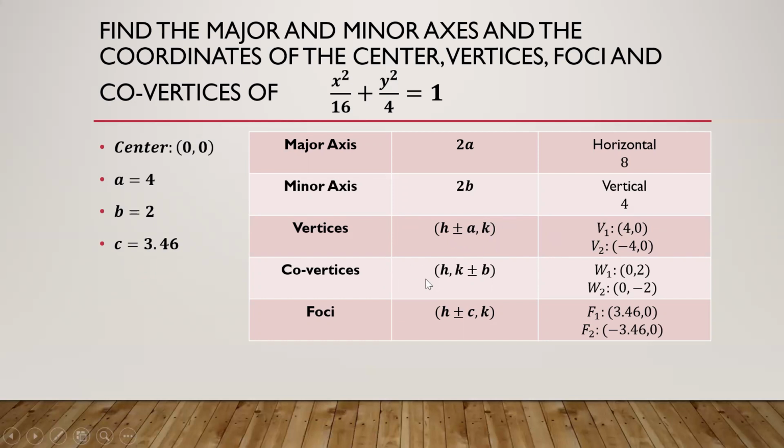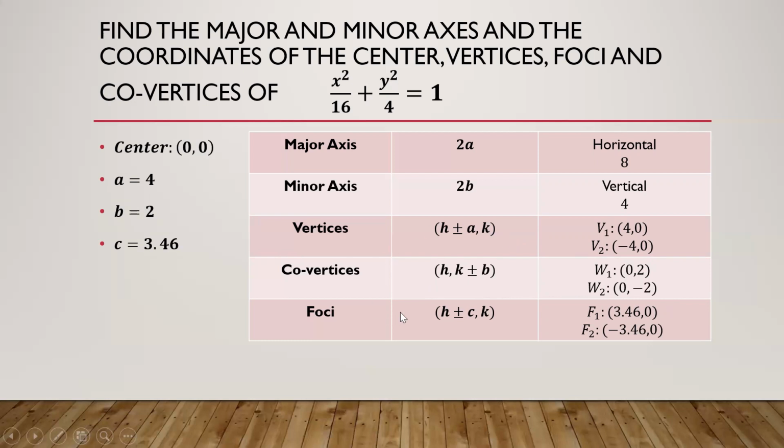Now for our co-vertices, we will manipulate k, and we will use b. So that's h comma k plus b. So k is 0 plus b, so that's 2. So 0 plus 2 gives us positive 2. So our co-vertex number 1, or w sub 1, is 0 comma 2. Next, h comma k minus b. So 0 minus 2, that's 0 comma negative 2.